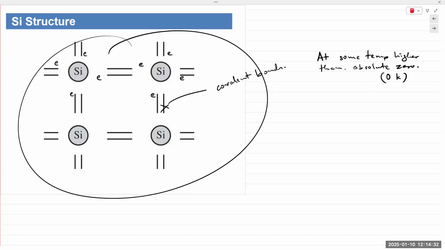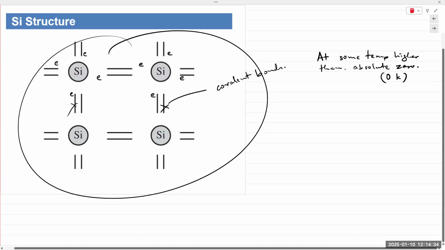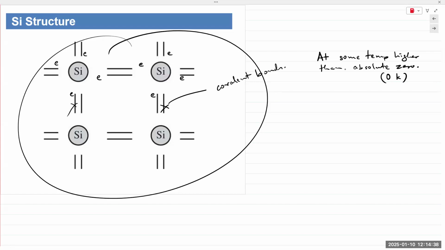And so some electrons in that lattice structure acquire thermal energy. Did anyone have a question? Okay. All right. So they acquire enough energy that they now break free of their bonds and they're free to move around in the lattice structure. Okay. So they are now freely available for conduction.